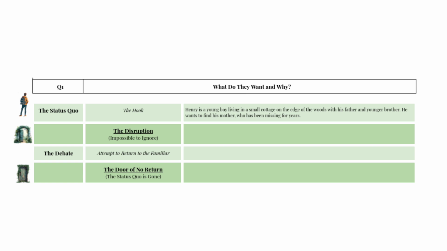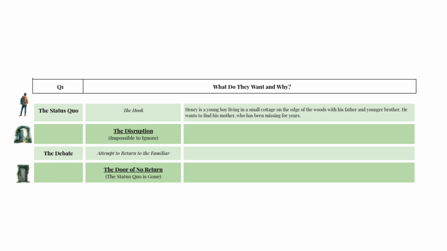The protagonist does not want to go through that door because it means leaving behind everything they know, the normal world and the status quo. Even if the status quo isn't a good one necessarily, it's better than whatever's on the other side of that door. So in our example, our protagonist has been training himself on how to be a hero so he can go and find his mom, but he knows he can't leave his little brother to do it.